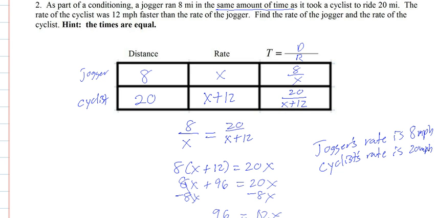And if you want to check it again, we plug them in. 8 over 8 is 1, and 20 over 20 is 1. And there it is.